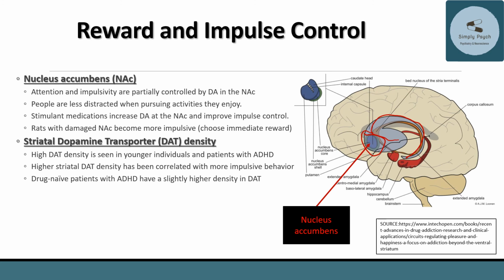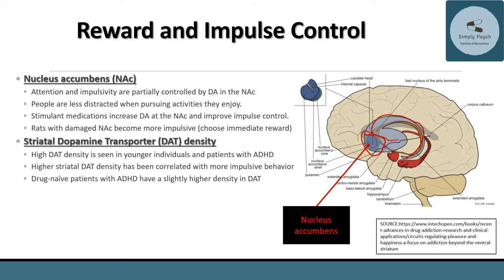The striatal dopamine transporter density, what the hell is that? Well, the dopamine transporter sits at the very end of the neuron, at the terminal region, and what the dopamine transporter does is it sucks up dopamine after it's released by the neuron. So in other words, when dopamine's released into the synapse, it's got to go somewhere after it's bound to its receptor and done its job. It's got to go somewhere, right?